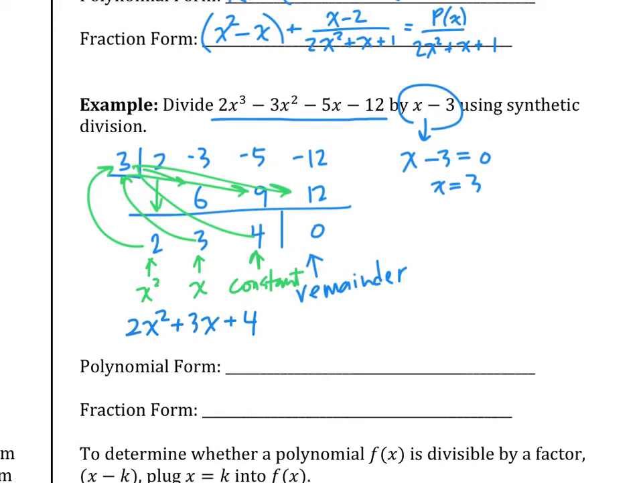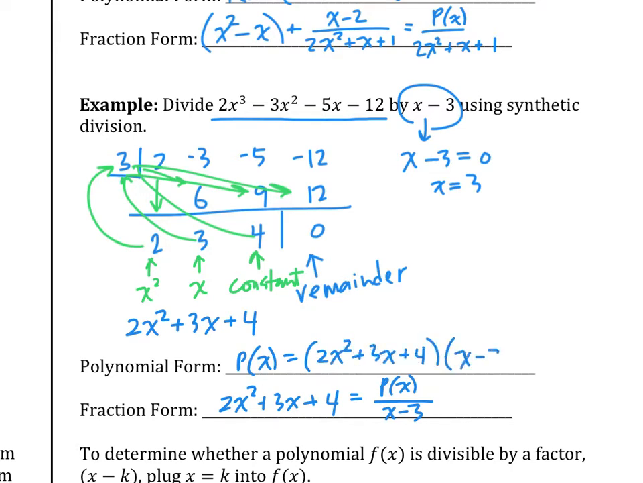So then if we were to write this in polynomial form or fraction form, it's kind of the same. So 2x squared plus 3x plus 4. Since there's no remainder, that is the answer. So this is what happens when we take the polynomial and divide by x minus 3. If we were to say what the polynomial was, it would be the quotient times the divisor.